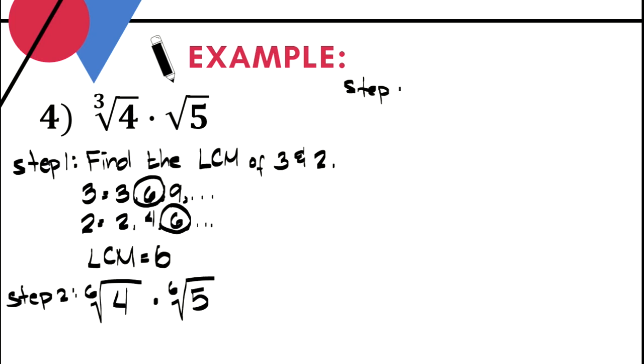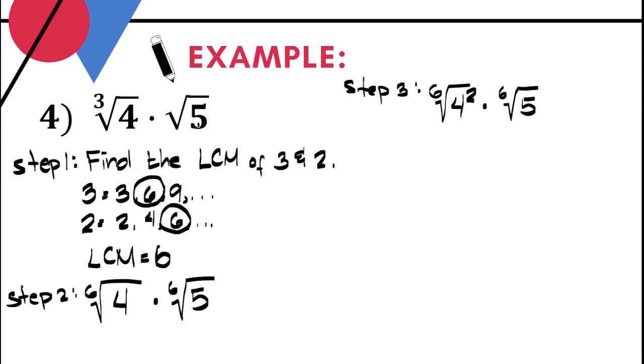Step number 3. From our expression in step number 2, 6th root of 4 multiplied to 6th root of 5. Find the number that you would need to multiply to the original index to get the LCM 6. From the original index 3, it became 6. What number will we multiply to 3 to get 6? That number is 2, and 2 will become the exponent of the radicand 4.